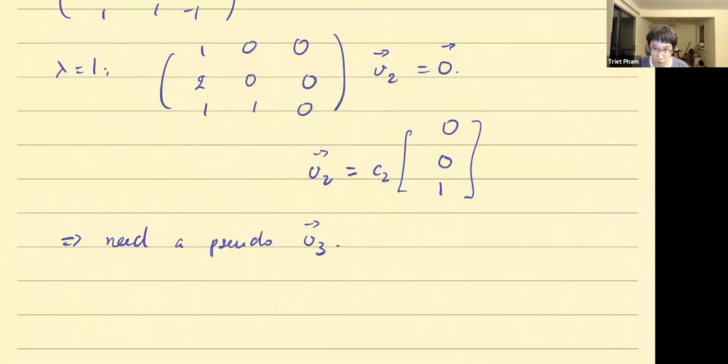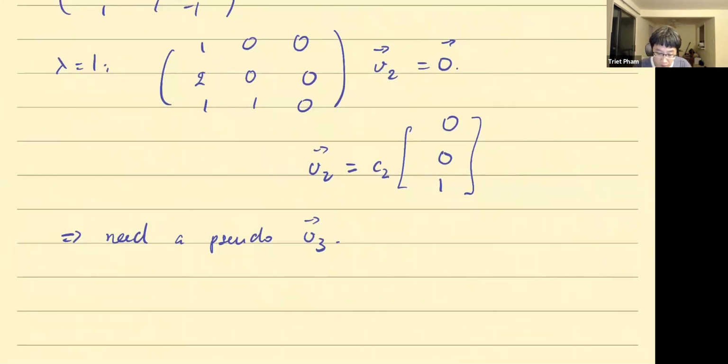Now then, what is a pseudo V3? So let me say this: pseudo V3, to be explicit, corresponding to V2. Yes, that's what it is.